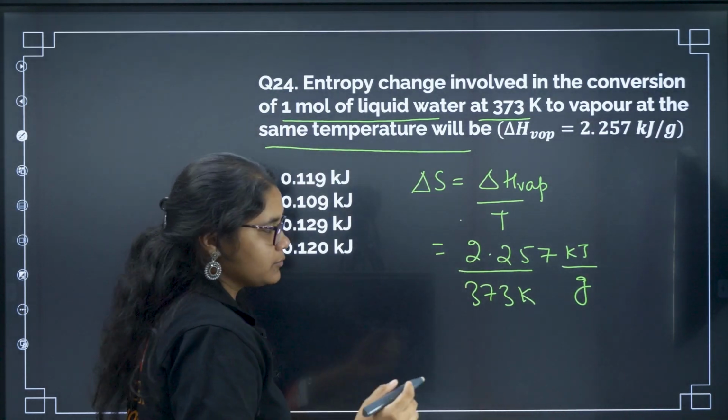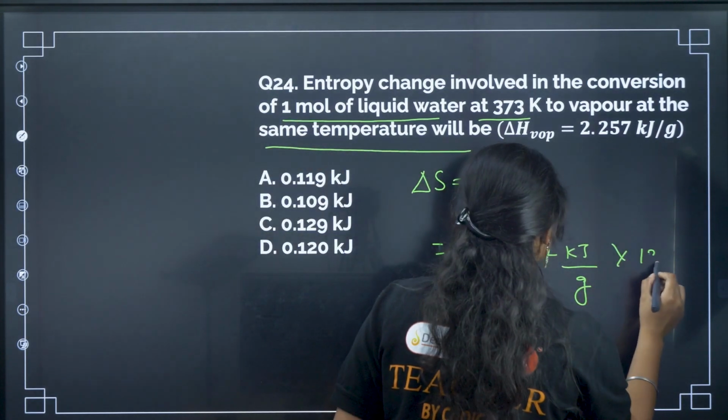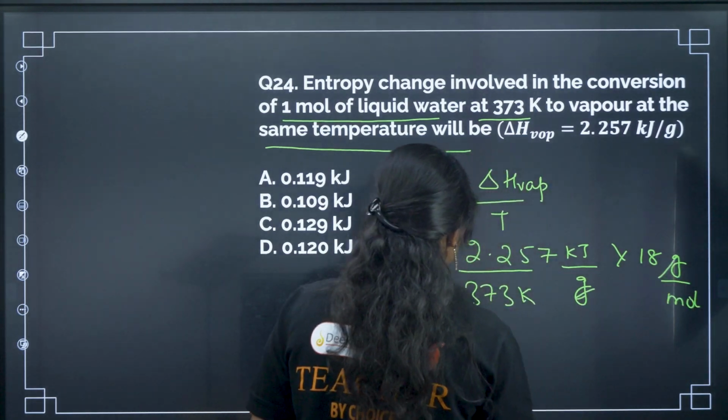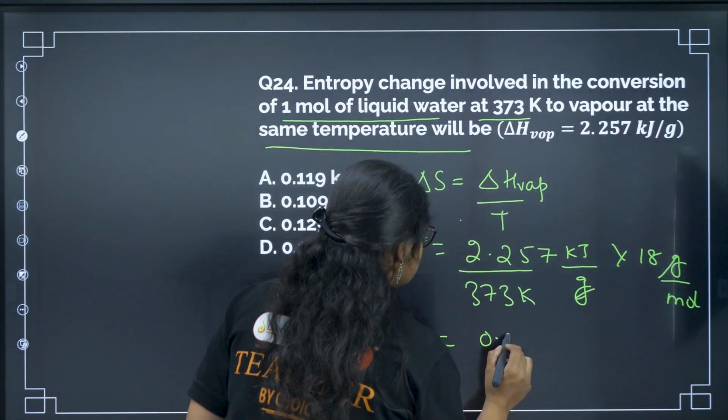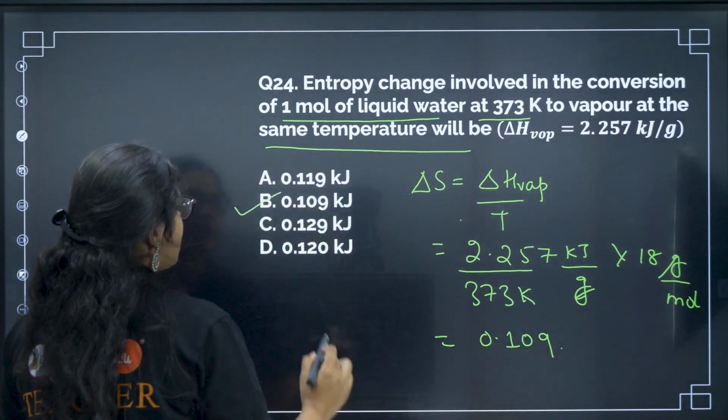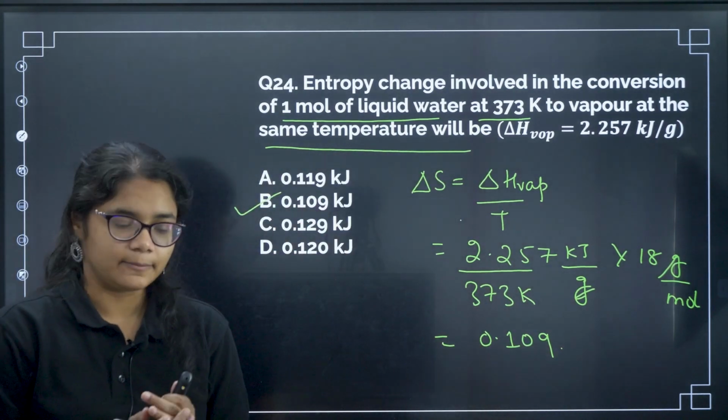According to the question, the answer is asked for 1 mole of liquid water, so we should multiply by 18 gram per mole. So per mole we can now calculate this. The answer for this question you will get is 0.109. The correct answer for this question is option number B.